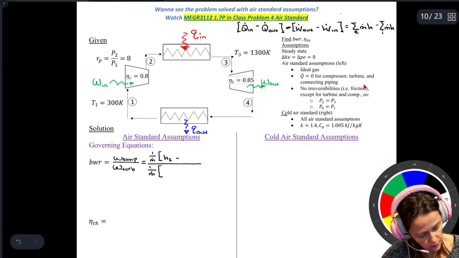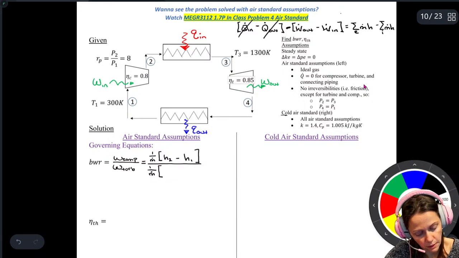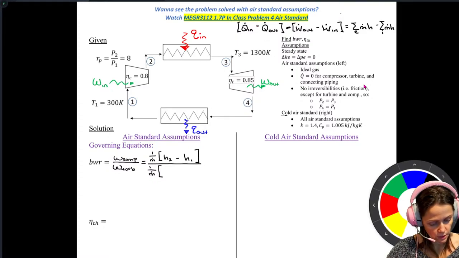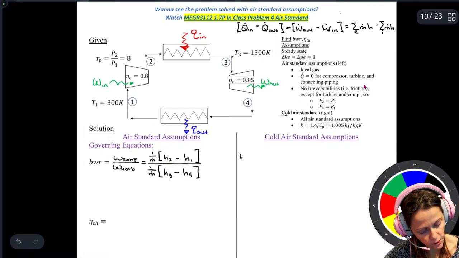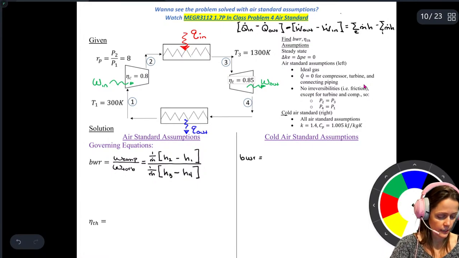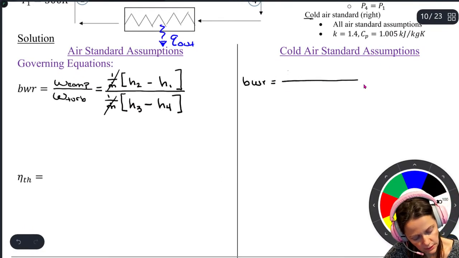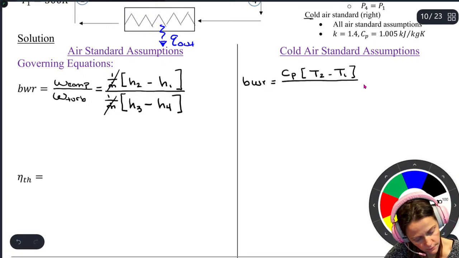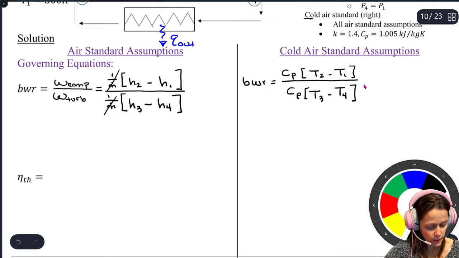So H2 minus H1. And for my turbine, well, it's a work output, not a work input. So there's a negative in front of that W dot out. So it's going to be the in minus out. So H3 minus H4. And because I've got these cold air standard assumptions, I can put this in terms of Cp delta T. So I've got Cp times T2 minus T1, and Cp times T3 minus T4, sorry. Okay, perfect.